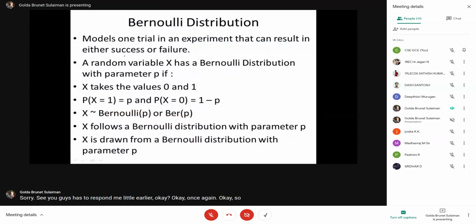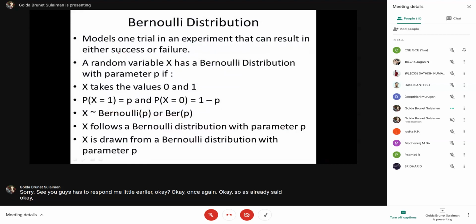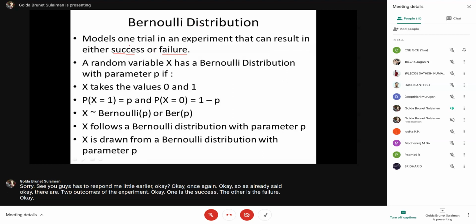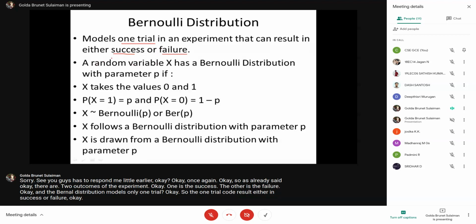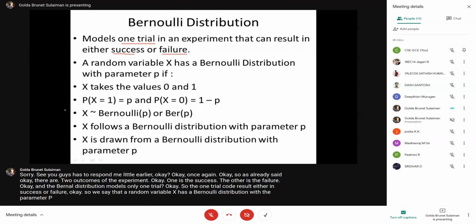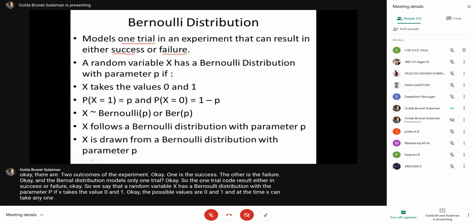Okay, so as already said, there are two outcomes of the experiment. One is the success, the other is the failure. And the Bernoulli distribution models only one trial. So the one trial could result either in success or failure. So we say that a random variable x has a Bernoulli distribution with the parameter p if x takes the value 0 and 1. The possible values are 0 and 1, and at a time x can take any one of these values. And 0 represents failure and 1 represents the success.